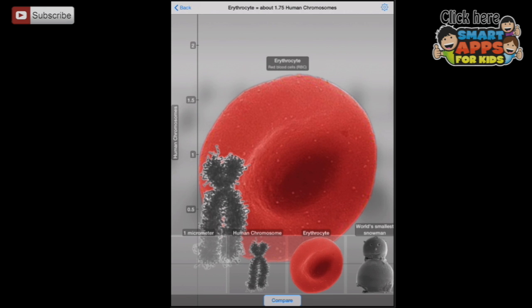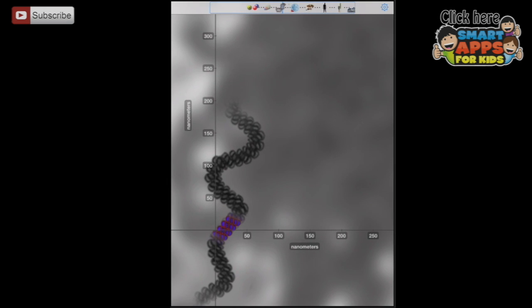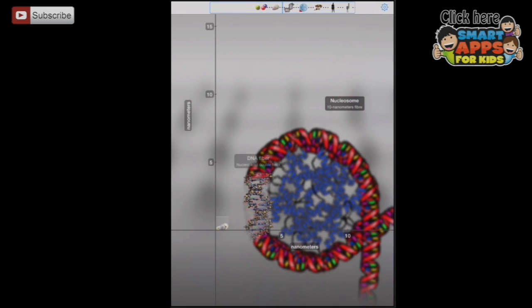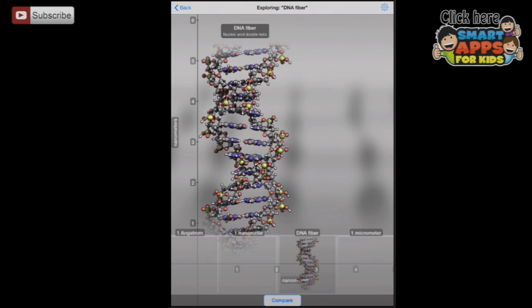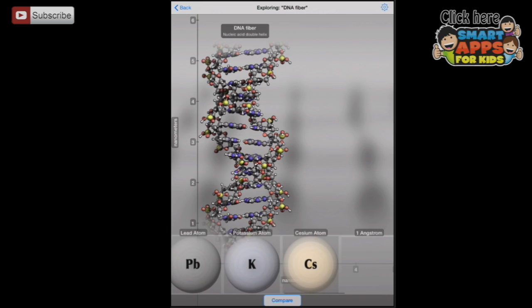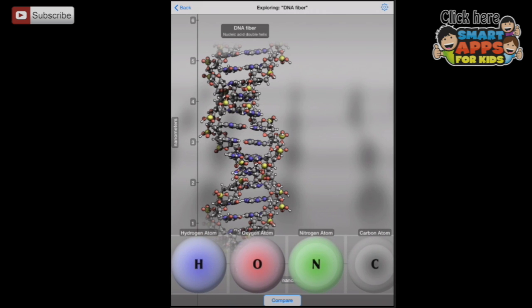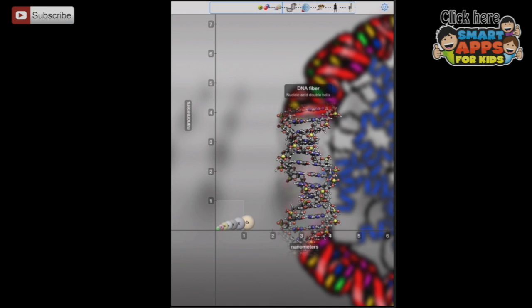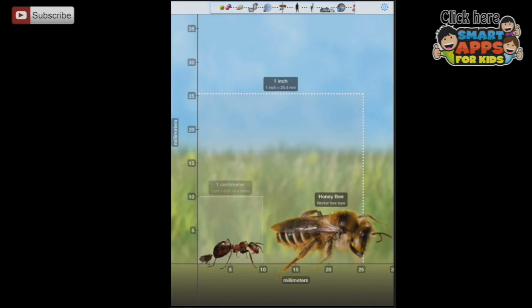Okay. Let's scroll even further down. Are you ready? We are going further down into... We're in nanometers now. The DNA fiber. DNA fiber. Nucleic acid double helix. Now, if we head back down here, we're into atoms. Single atoms. Let's have a look next to the hydrogen. DNA fiber equals about 48 hydrogen atoms. I can't even visualize that. So, this is incredible. Let's just go back to insects, because I can understand insects.